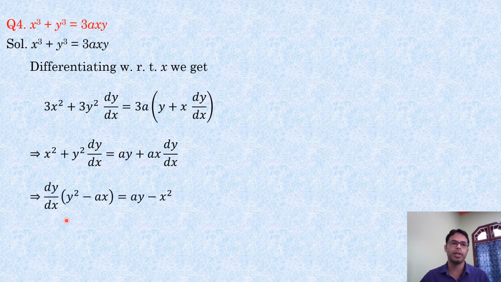dy/dx is common here. From this term y square is remaining, and from this term minus ax is remaining, since it goes to the left it will be negative, is equal to ay, which is already there. This x square is shifted to the right, so minus x square. From here dy/dx is equal to (ay minus x square) divided by (y square minus ax), this one. So this completes the solution of the problem.